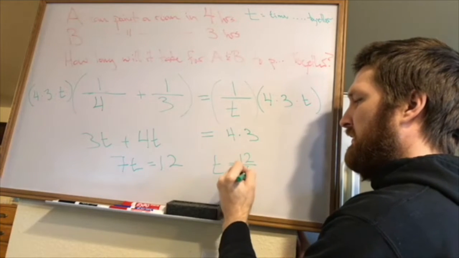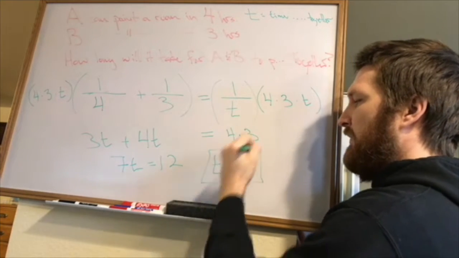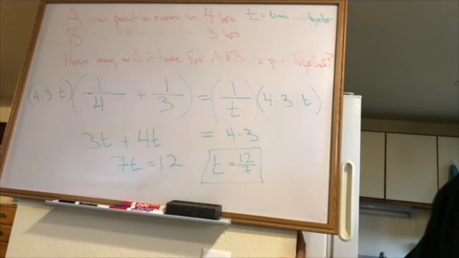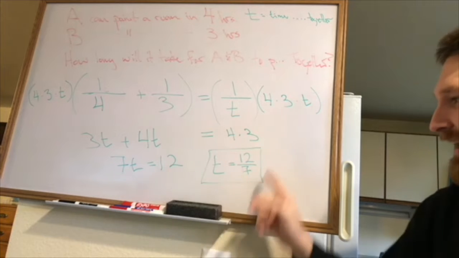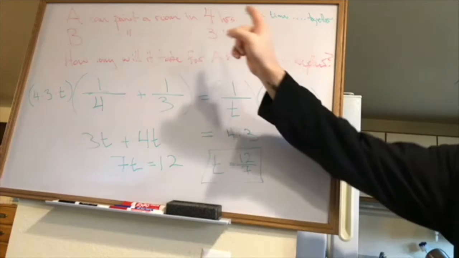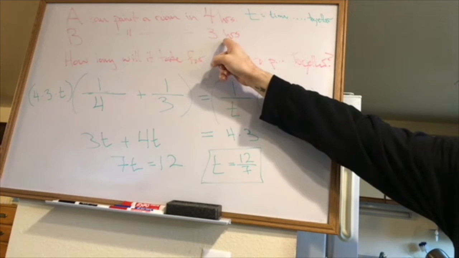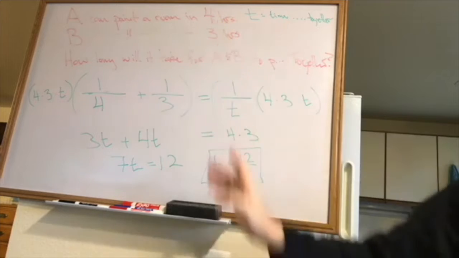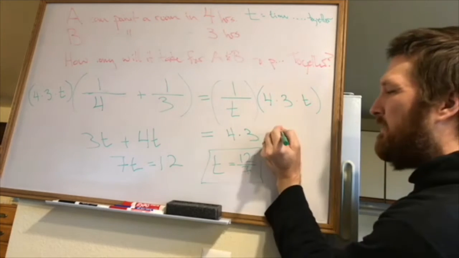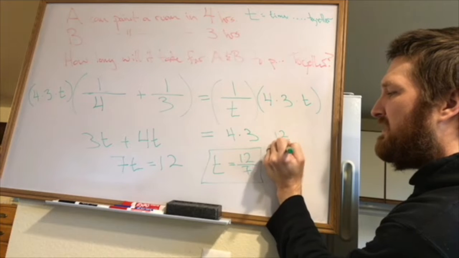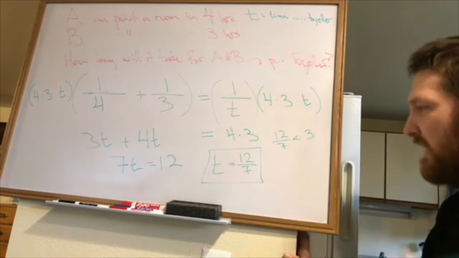12 over 7. Now, let's just stop and think. I believe that's the answer. Let's see if it makes sense. We said that it should be less than the fastest time, right? Otherwise, it doesn't make any sense. And so is 12 sevenths less than 3?